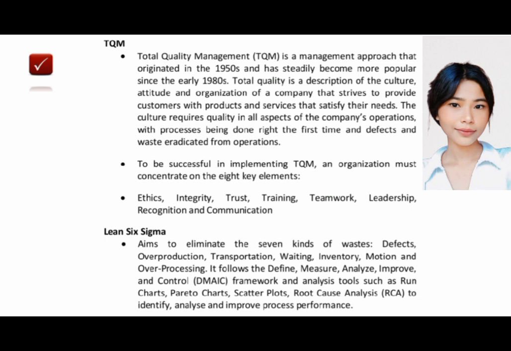So total quality is a description of the culture, attitude, and organization of a company that strives to provide customers with products and services that will satisfy the needs of the customers. Second, we have the Lean Six Sigma. Lean Six Sigma aims to eliminate the 7 kinds of waste, which are defects, overproduction, transportation, waiting, inventory, motion, and overprocessing.